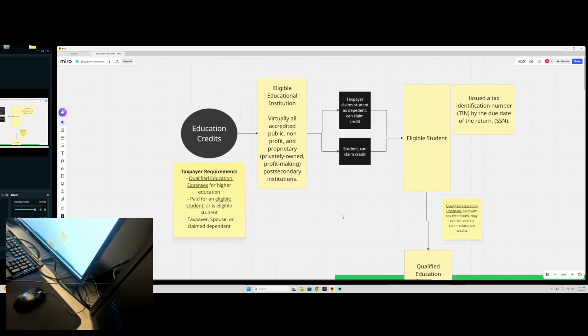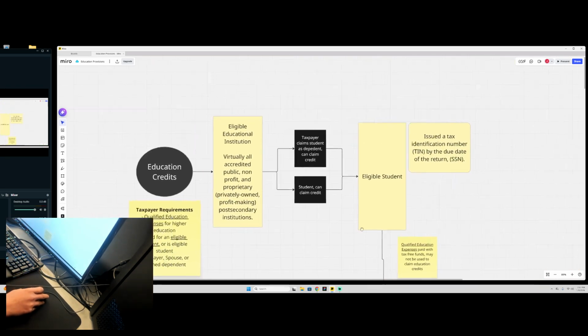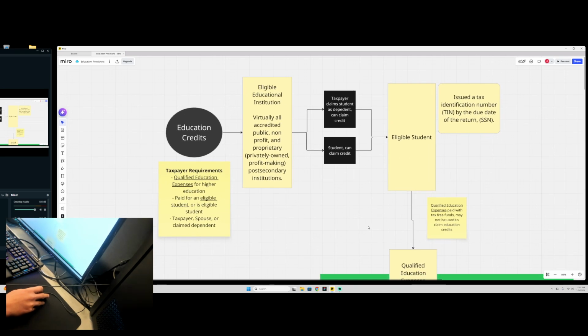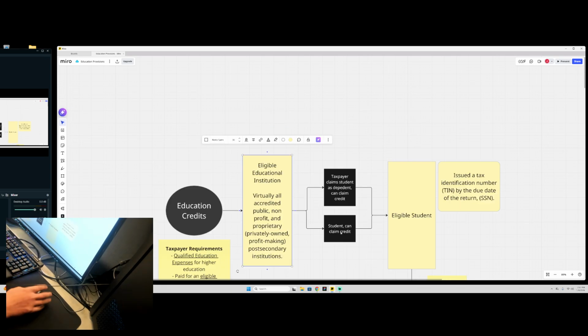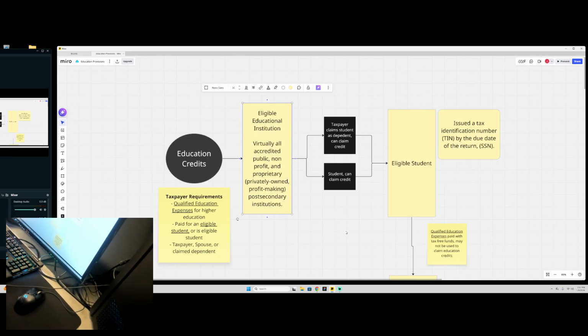As you can see, it first needs to be a qualified educational expense from a higher education, paid for an eligible student, and the taxpayer, spouse, or claimed dependent. I'll talk more about that in a minute. First off, it needs to be an eligible educational institution. So pretty much all accredited public, nonprofit, and proprietary privately owned profit-making post-secondary institutions are eligible educational institutions.